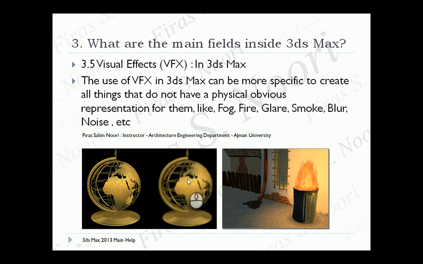See this image on the left of the planet Earth wireframe here. It's really crisp and nice. You can add a visual effect to it and make it blurry like this one. Lots of things: fog, fire, glare, smoke, noise, all that. You don't need to physically model them. It's an effect that you can add to the camera or after the rendering, or there are entire software packages that can do this for you. But you can also get really nice visual effects results inside 3D Studio Max.